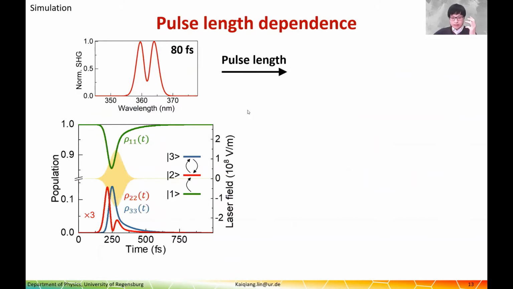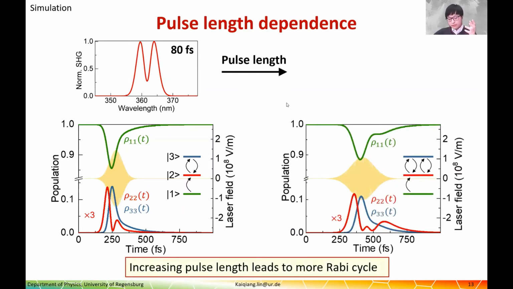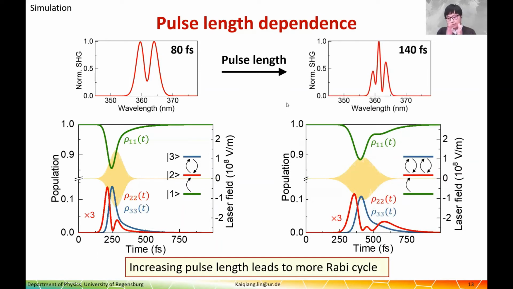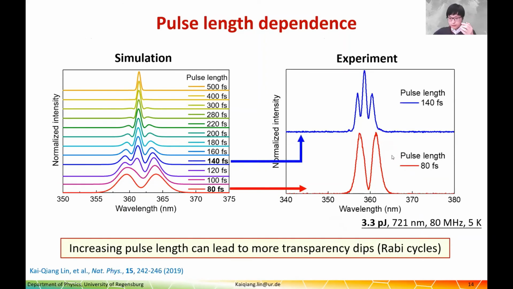Similarly, there's another approach to include more Rabi cycles: increasing the pulse length, because by increasing the pulse length, we can increase the pulse observation window. So without increasing the Rabi frequency, we can observe more Rabi cycles if we increase the pulse duration. And we can see 2 dips as well inside a single second harmonic spectrum. This is exactly what we can improve in the experiment by switching the laser from 80 femtoseconds to 140 femtoseconds with the same pulse energy. We can see the dip number actually increases.